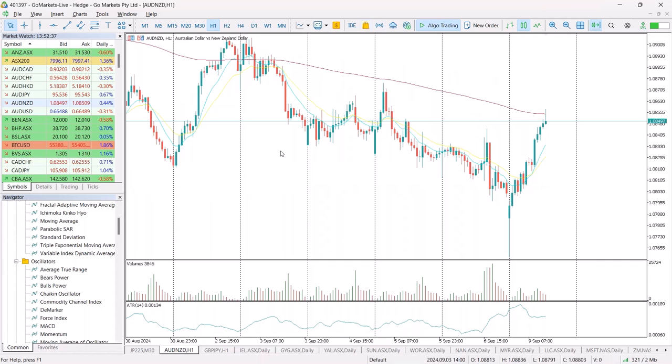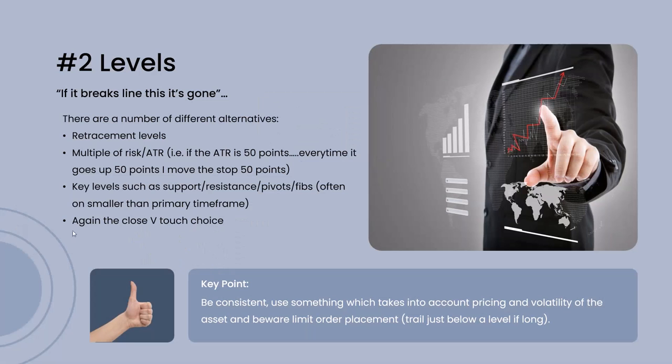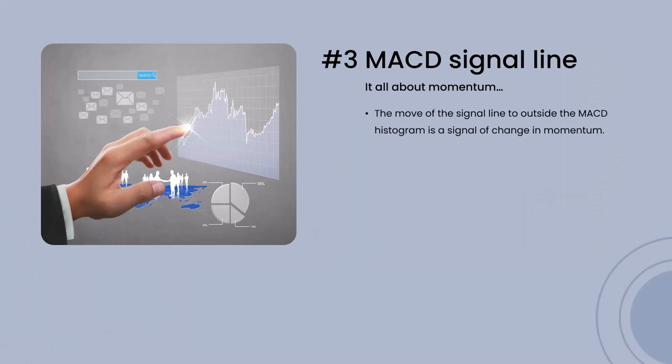Right. Back to the plot. So that's levels. If you really like fibs, you can use fib. Same idea of support and resistance or pivots. So you would decide, okay, it's past the next resistance, or it's through the next pivot, or it's through the next fib level. Let's trail our stop up to, again to be consistent, 0.3 ATR below the level you've identified, something of that nature. The third is MACD signal.